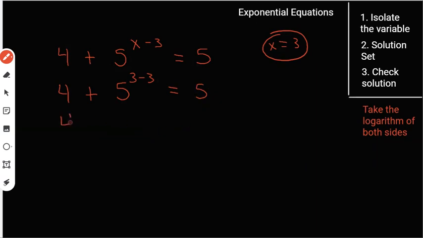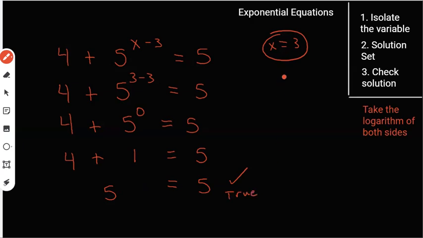So what happens on the exponent right here? 3 minus 3 is going to give me 0. We know that anything to the 0 power is going to be 1. So I get 4 plus 1 equals 5. And then if I simplify the left side, I get 5 is equal to 5. So I get that true statement at the end. And that means that x equals 3 definitely belongs in the solution set.